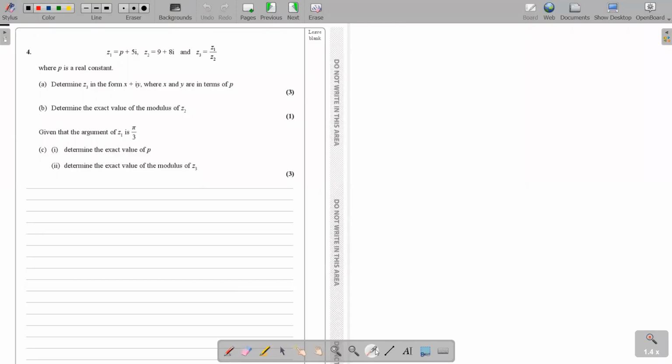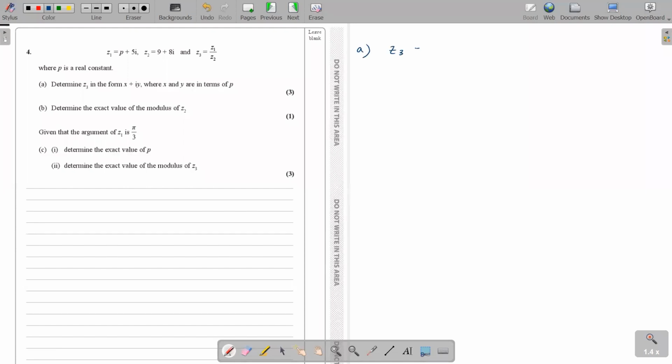Question number 4, they give you z1 equals p plus 5i, z2 equals 9 plus 8i, and z3 equals z1 over z2, where p is a real constant. So these are complex numbers, right? Determine z3 in the form x plus iy, where x and y are in terms of p. Okay, how do we get x and y in terms of p?